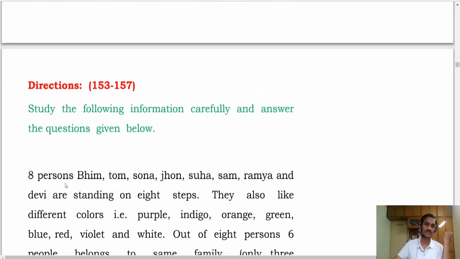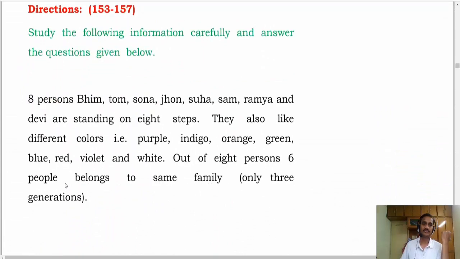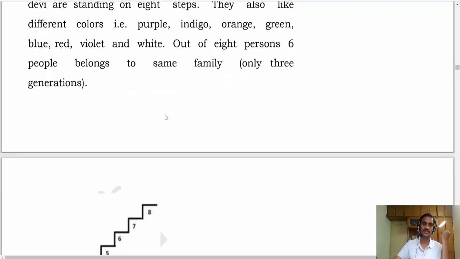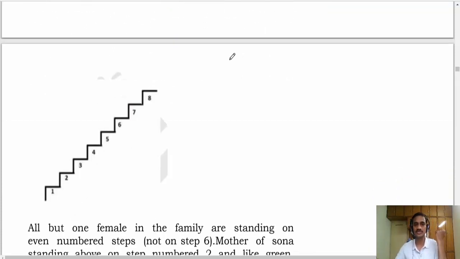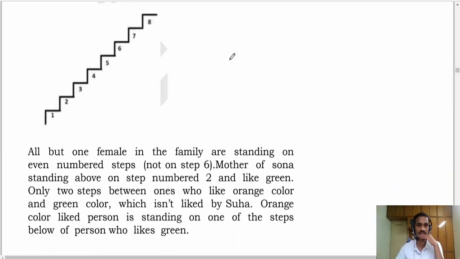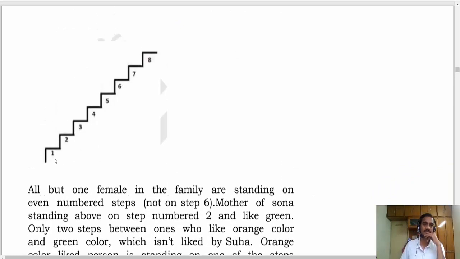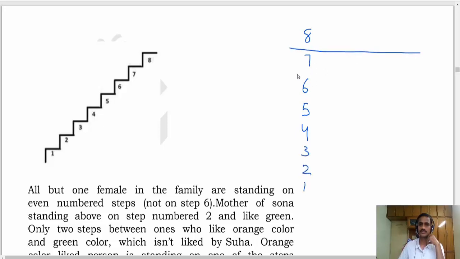Okay, then next one, 153 onwards. And 8 persons, Beam, Tom, Sona, John, Suha, Sam, Ramya and Devi are standing on 8 steps. They also like different colors, purple, indigo and so on. And out of these 8 persons, 6 people belong to the same family. Only 3 generations and 6 members are there. This is the order of the steps. 1 2 3 4 మనం ఎలాగైనా రాసుకోవచ్చు. 8 7 6 5, it doesn't matter much. They are steps.